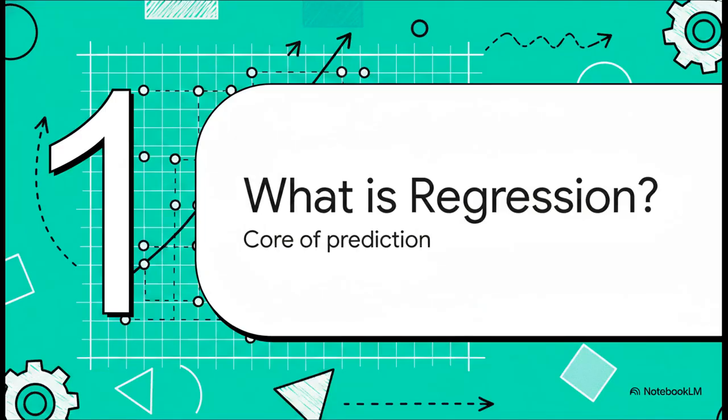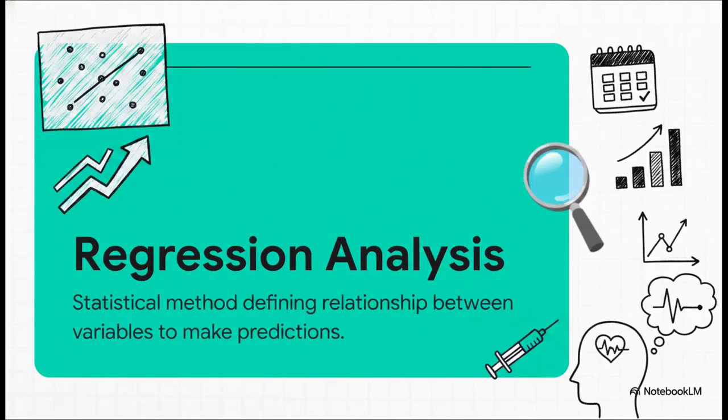Section 1. What is regression? The intuitive core of prediction. So, at its intuitive core, regression analysis is a statistical method for defining the relationship between a dependent variable and one or more independent variables. Now, why do we actually do this? Well, to make predictions. Whether you're trying to forecast next month's product sales or maybe predict a patient's blood pressure based on their drug dosage, regression lets us mathematically quantify those relationships. It lets us evaluate the trends and forecast outcomes based entirely on historical data.